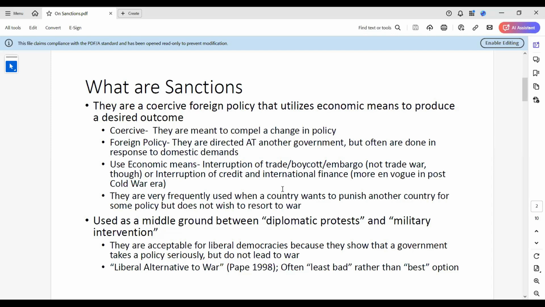And like I said, those are way more in vogue in the post-Cold War era because we're really the only large player that people can go to, even though we have some competition from people like the UAE or China, or not even the EU, but just really those other ones. Still, the U.S. dollar is hegemonic in the global financial system. And finally, they're frequently used when a country wants to punish another country for some policy but doesn't want to resort to war.